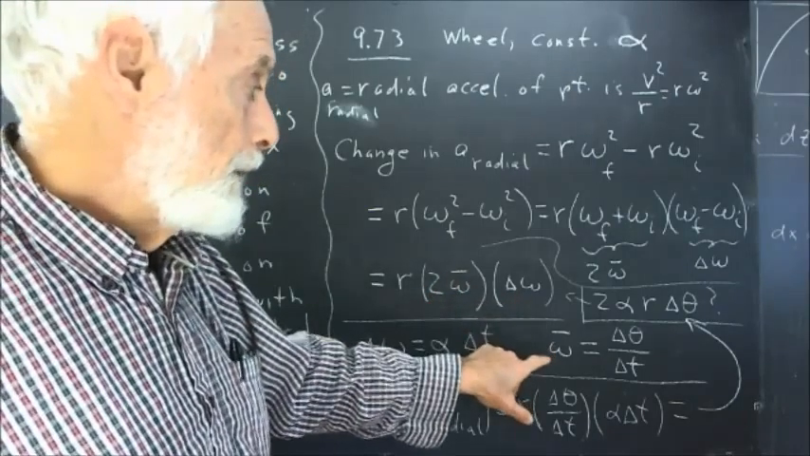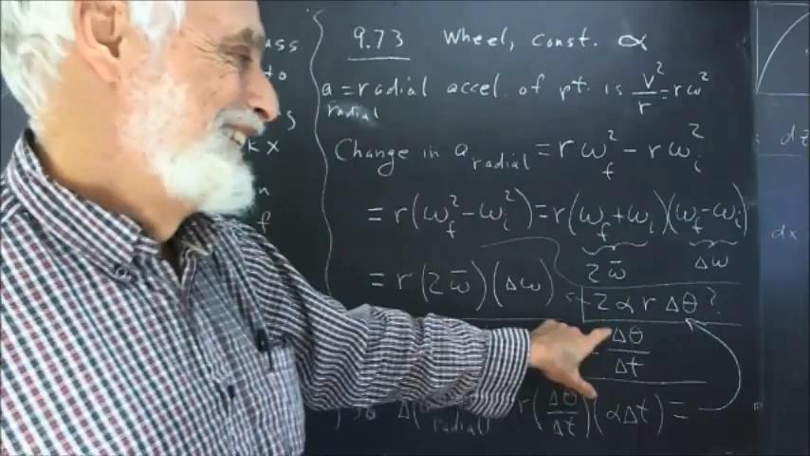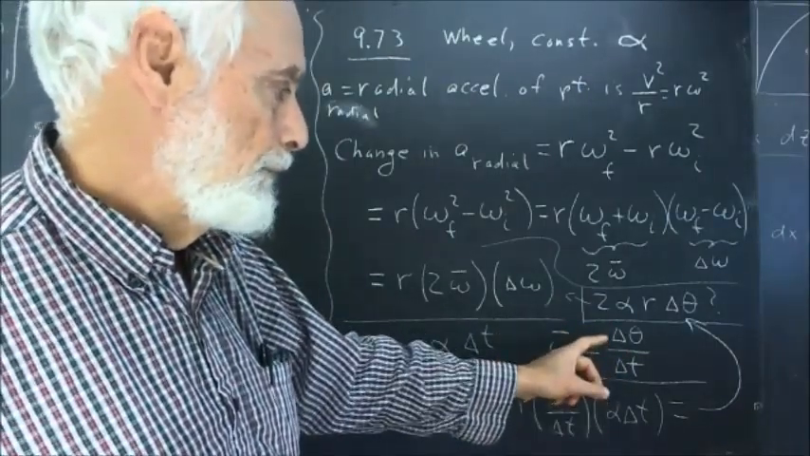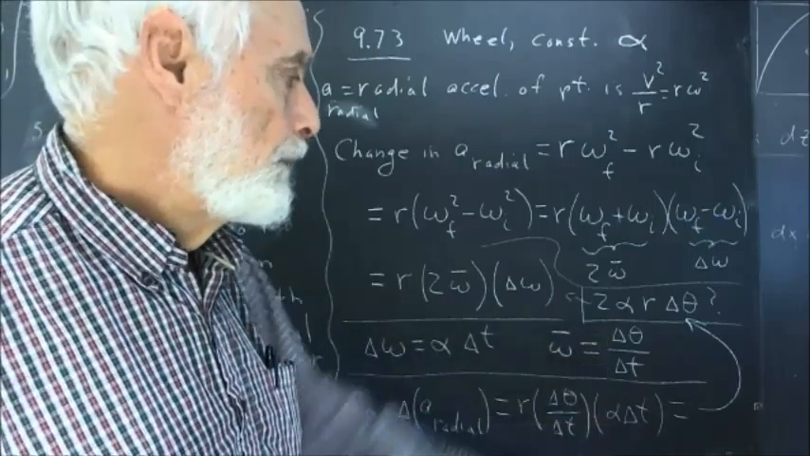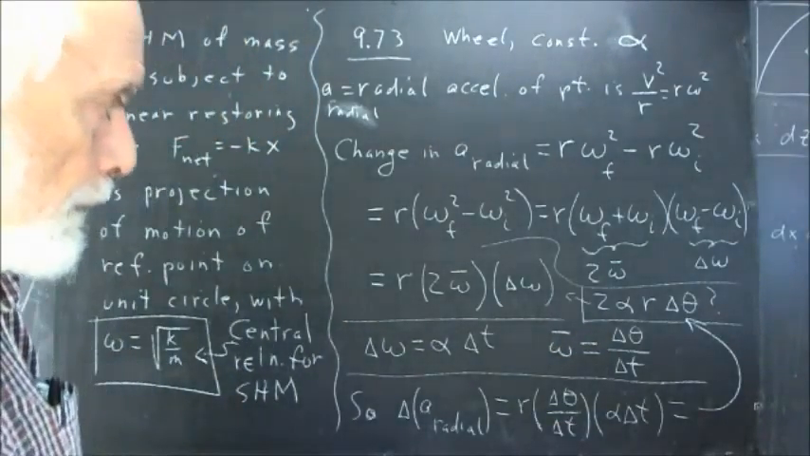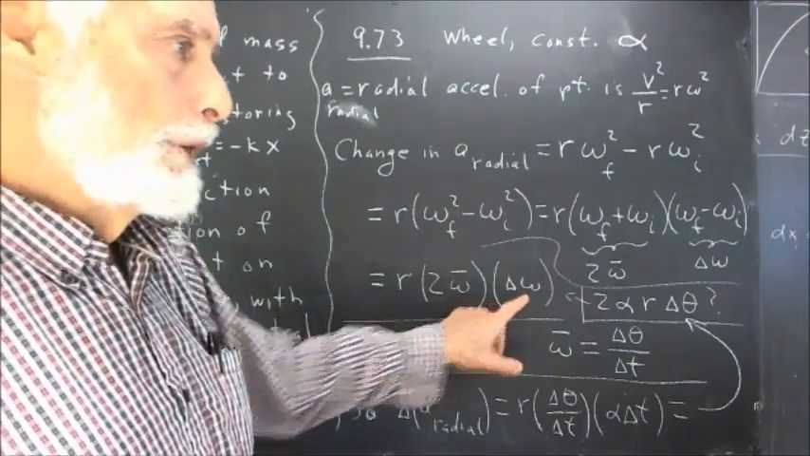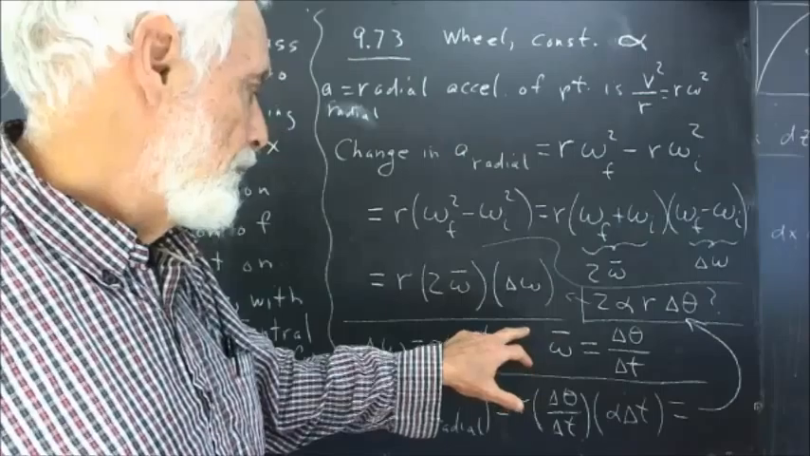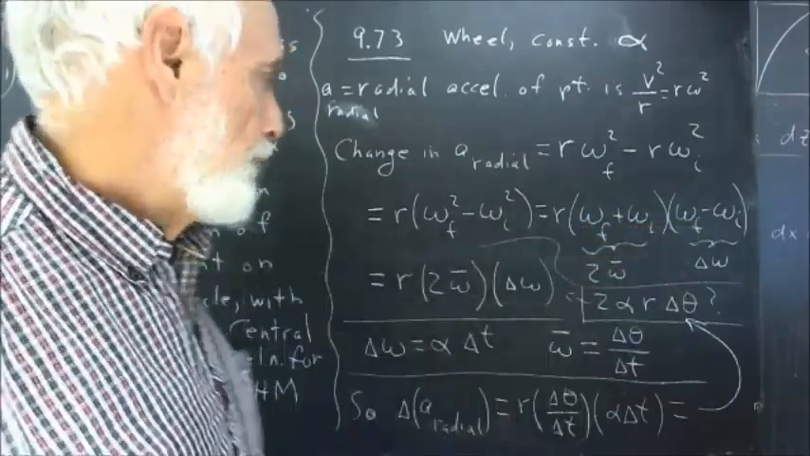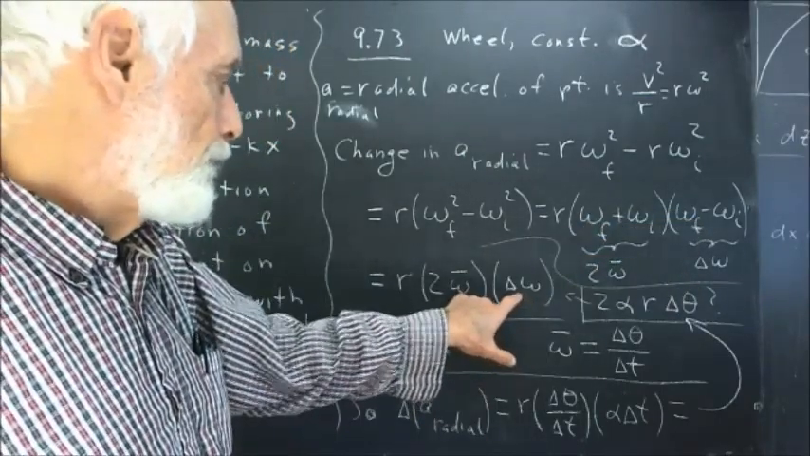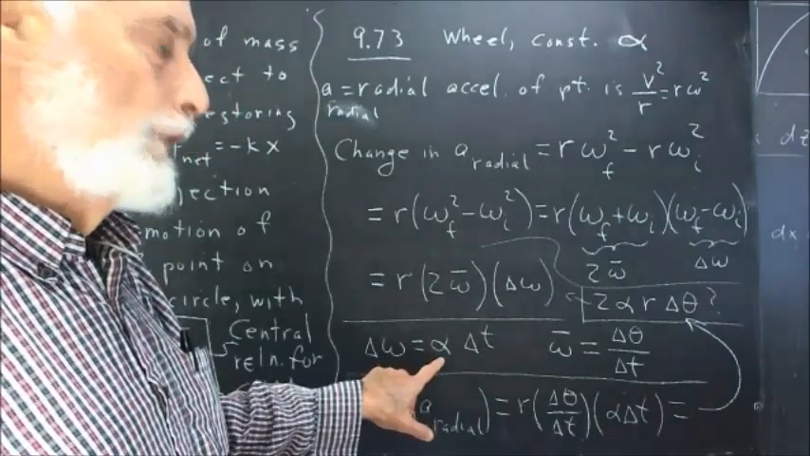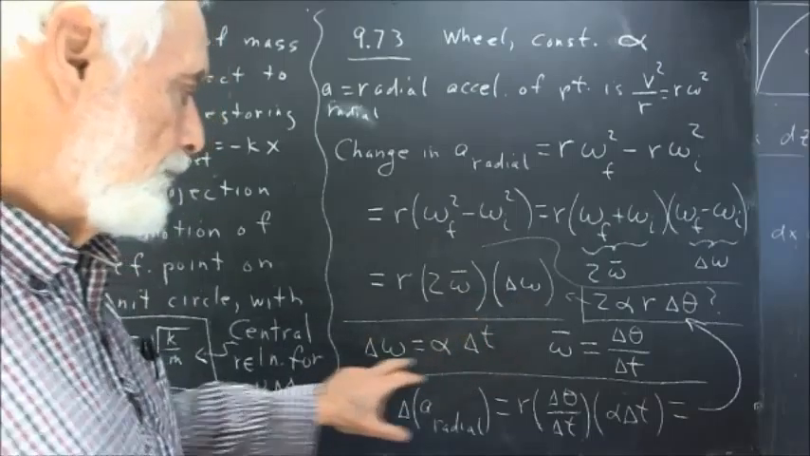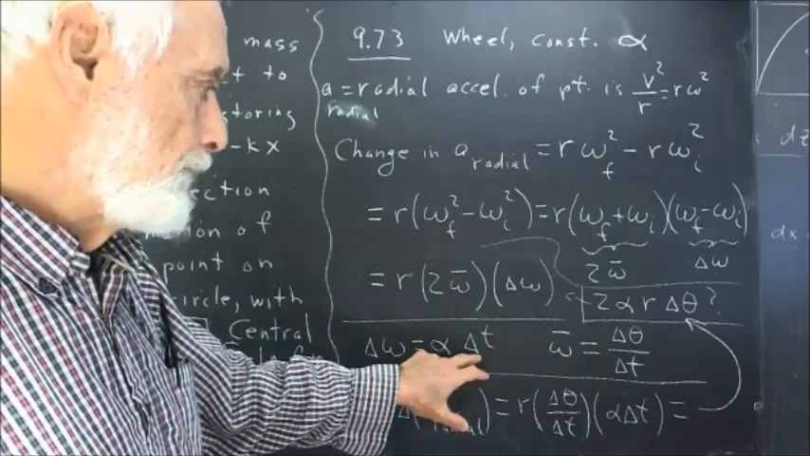But okay, omega bar is just what I said, the average rate of change of angular position with respect to clock time. And delta omega is what? Well, what's the definition of delta omega? It's a change in omega. It's also related to the definition of angular acceleration, which is delta omega over delta t, so that delta omega is equal to alpha times delta t.